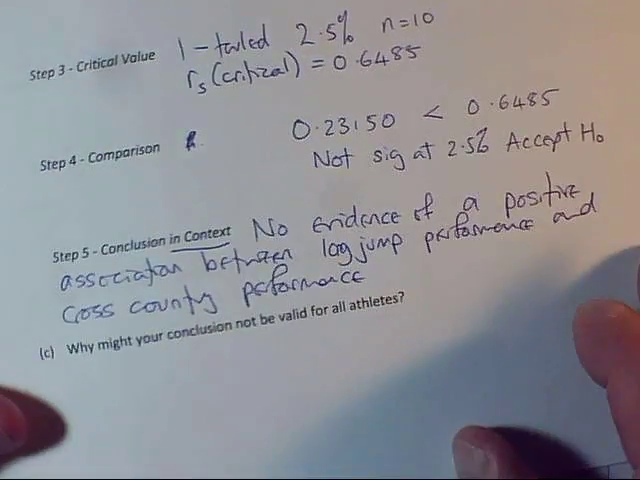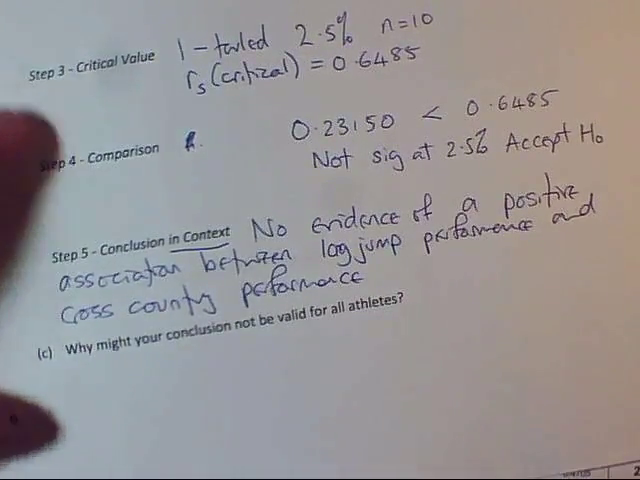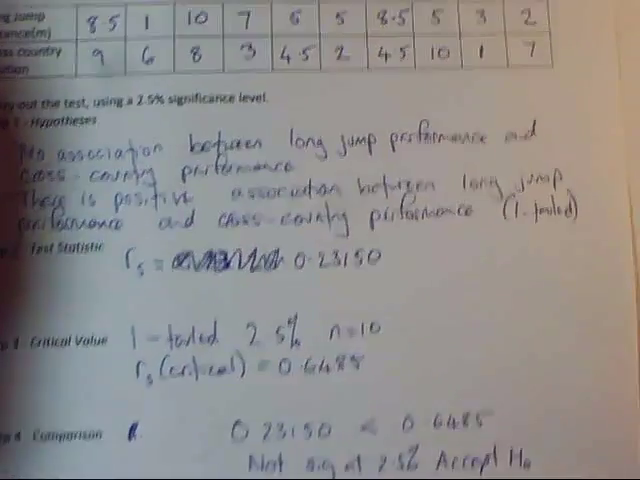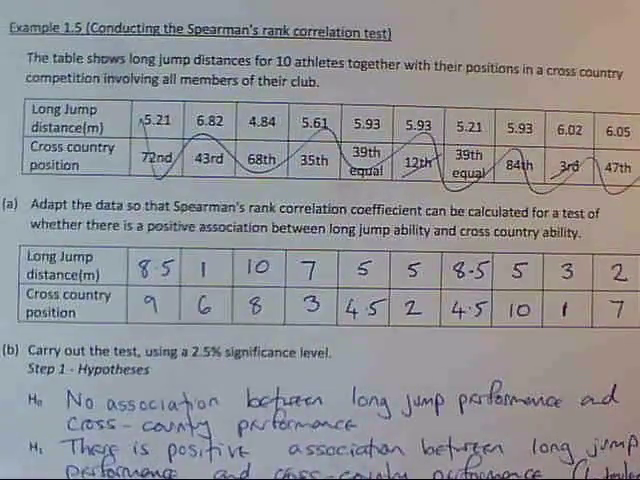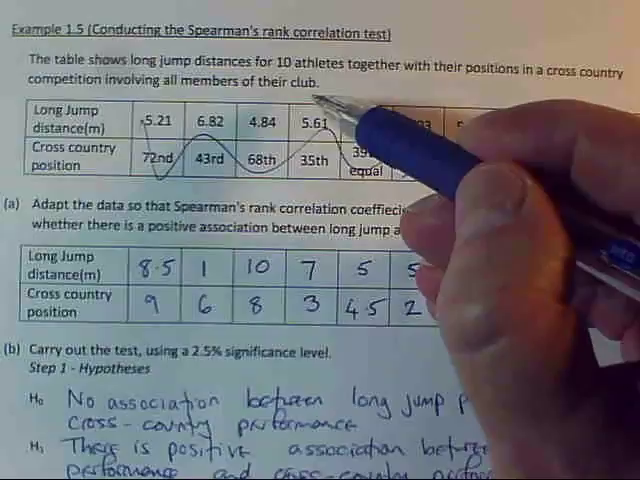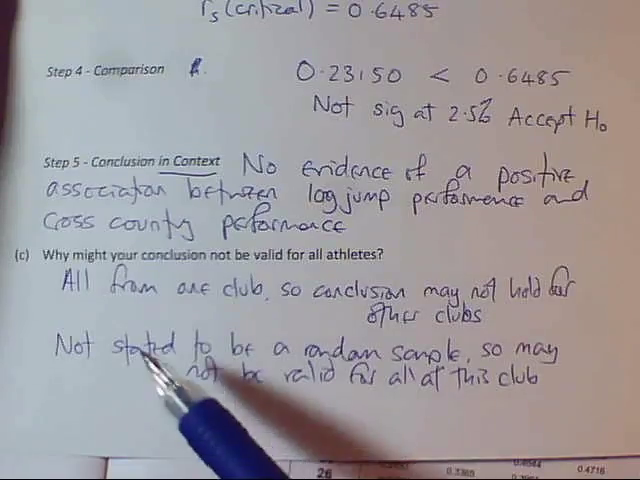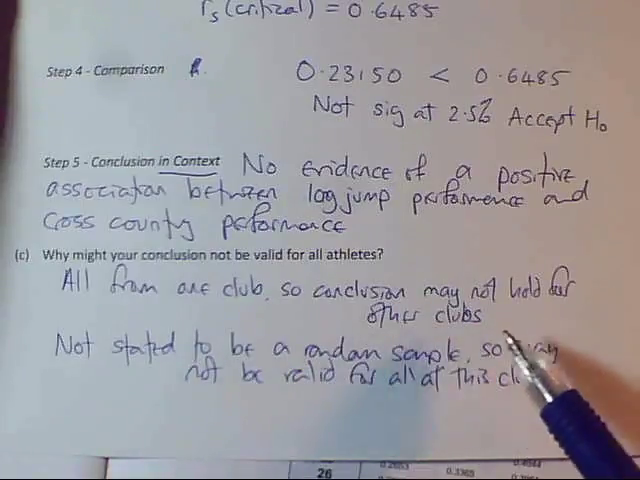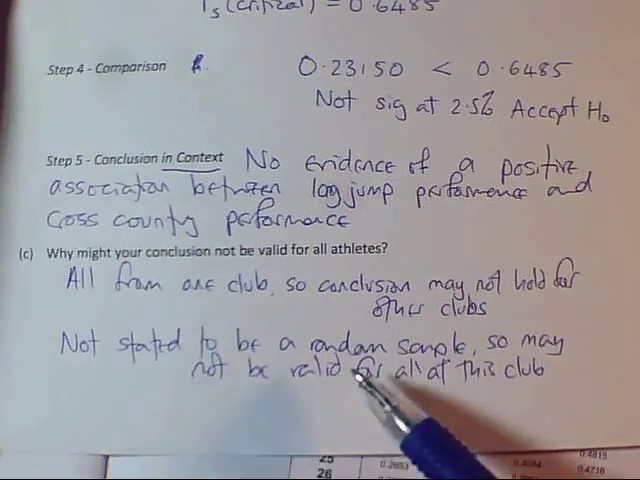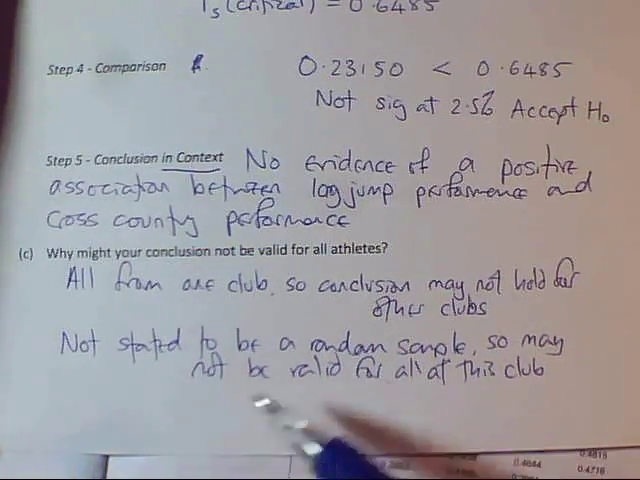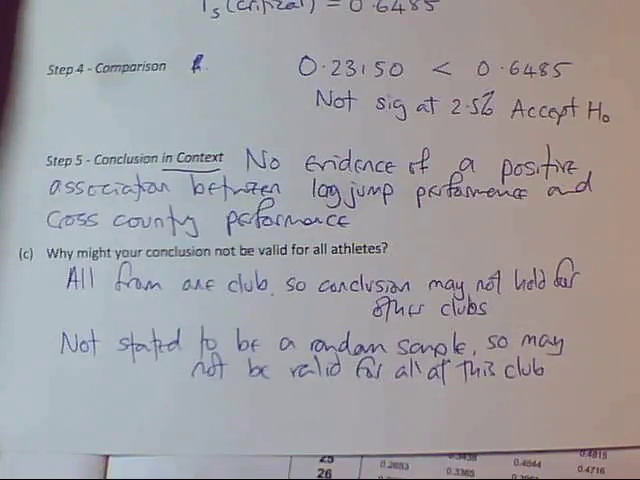Why may it not be valid for all athletes? Well, what am I told? What am I not told? I'm just told there were 10 athletes and they all come from the same club. So you're not going to be surprised to see that the comments are, firstly, because they're all from one club, the conclusion may not hold for other clubs, and secondly, because I'm not given that they were a random sample, the conclusion may not be valid even for everyone at this club.